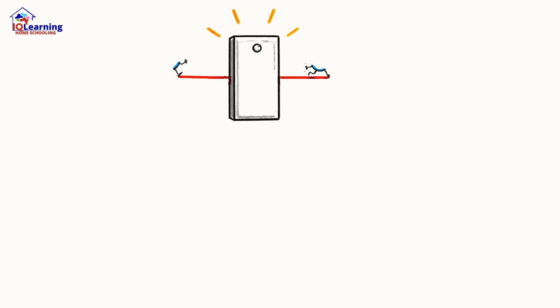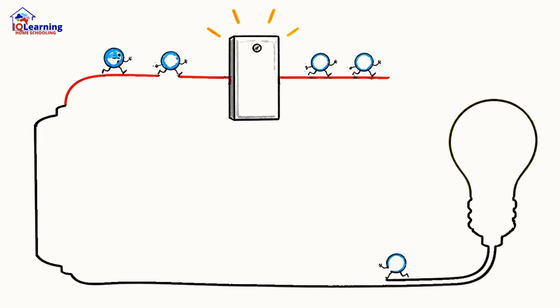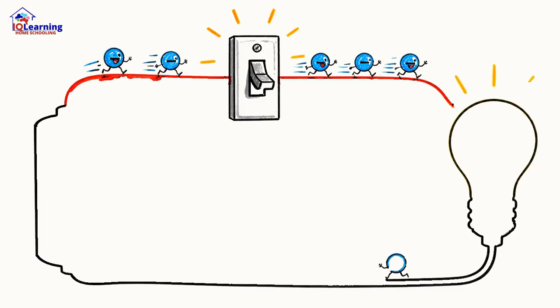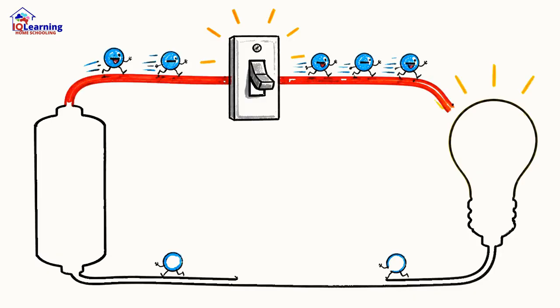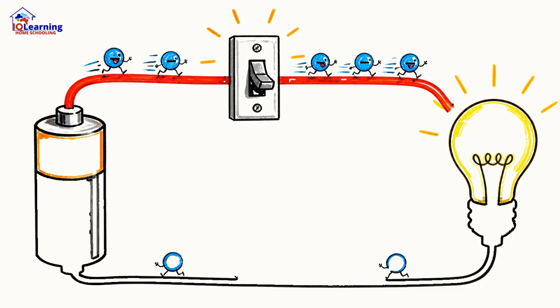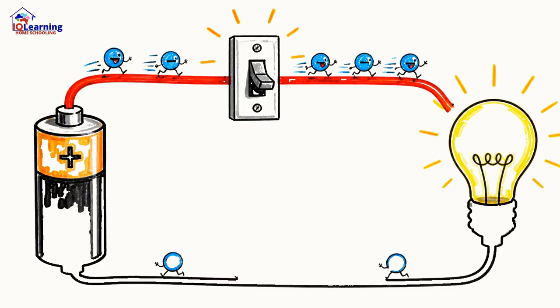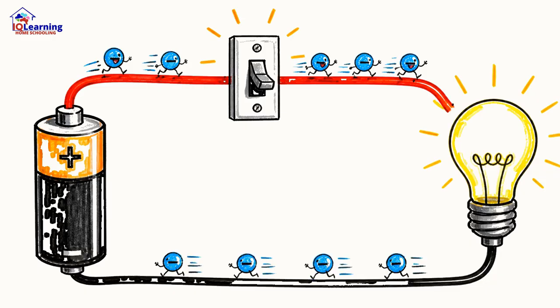When you flip a light switch, you're not just performing a simple action. You're completing a circuit, kicking off an invisible delivery service where countless electrons race to carry energy from a power source straight to your light bulb. For this to work, the path must be perfect.